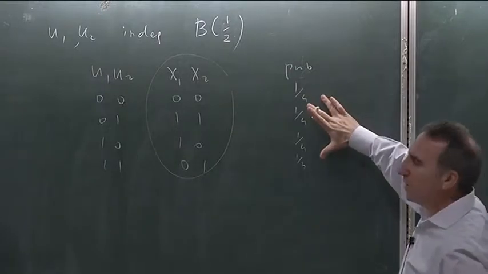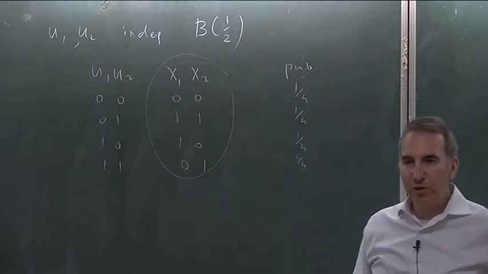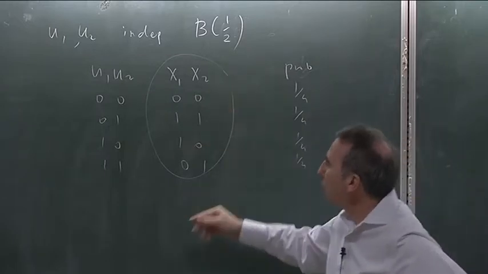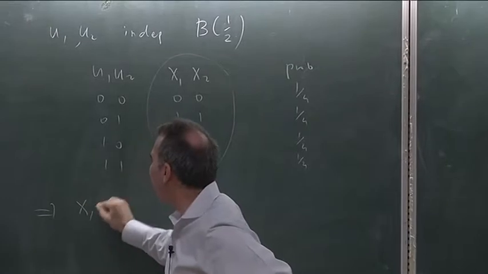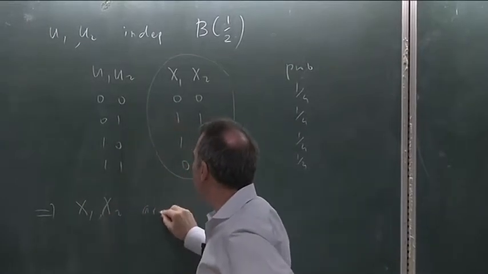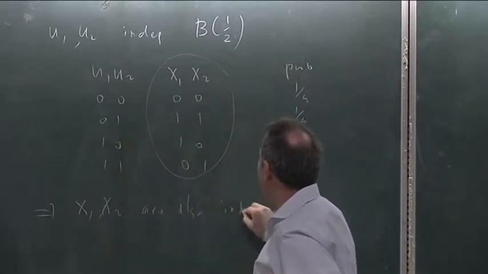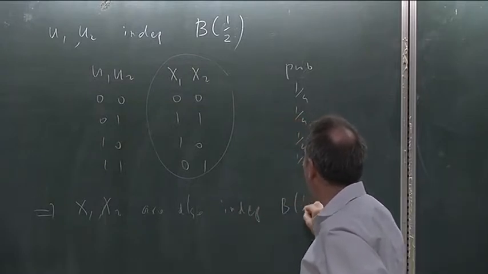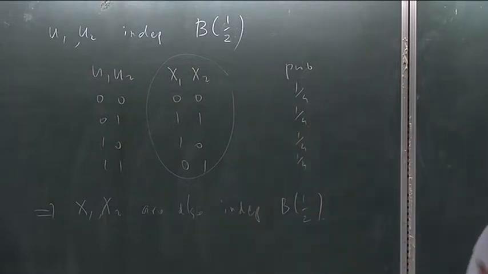In particular, the same probabilities apply to the distribution of x1, x2, namely x1, x2 are also independent and Bernoulli half. So the u's and the x's are dependent on each other, of course, but within the u's you have independence, within the x's you have independence, and the same distribution. Everything is IID one half, whether in the u domain or in the x domain. Okay, all right, good.